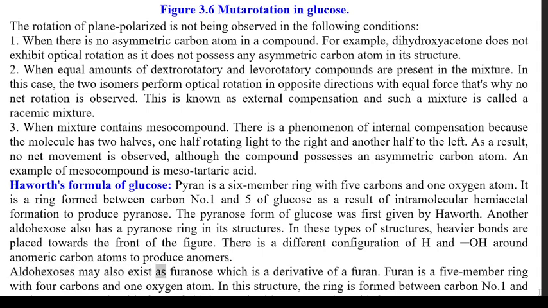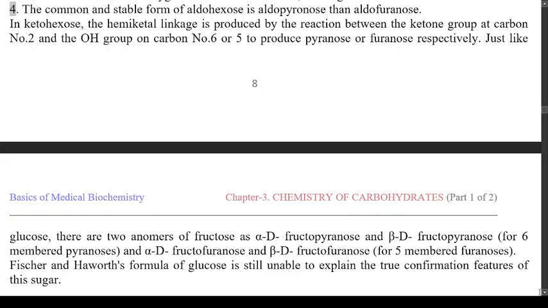Aldohexoses may also exist as furanose, which is a derivative of furan. Furan is a 5-member ring with 4 carbons and 1 oxygen atom. In this structure, the ring is formed between carbon number 1 and 4. The common and stable form of aldohexose is aldopyranose rather than aldofuranose.